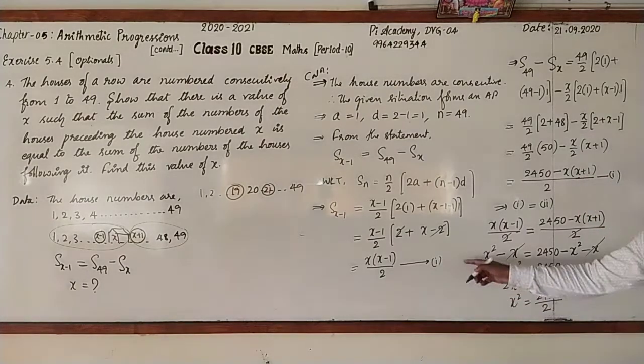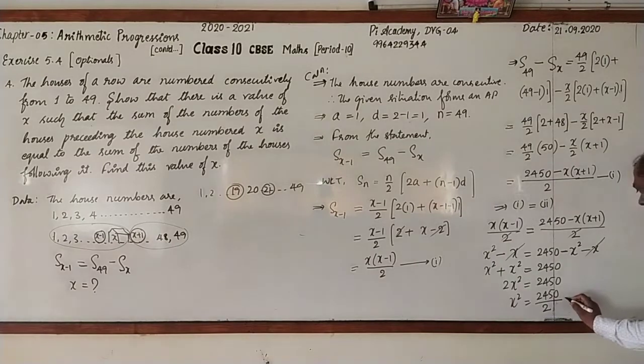2450 by 2, transposing 2 to the denominator. Now cancel it. Here 2, how much are? 1s are. Then this is 2 2s are. Then 2 2s are. 1 will remain. 5.